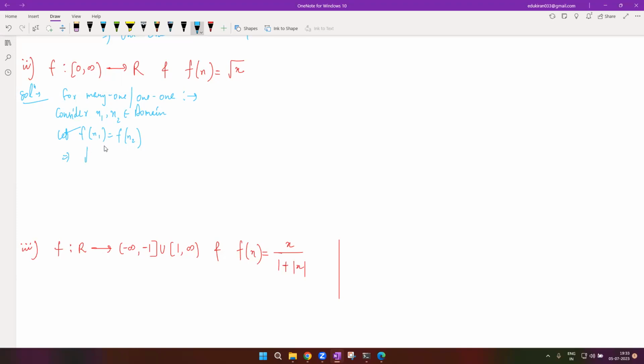So to start from here, this goes like root over x1 is equal to root over x2. Right? And you can square both sides now. So it gives you x1 is equal to x2. There is only one answer to the question. And the function is one-one.